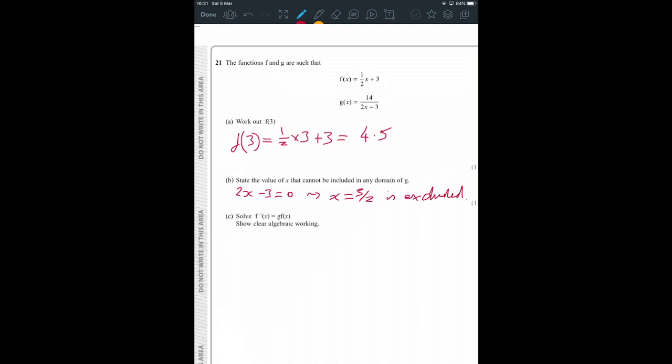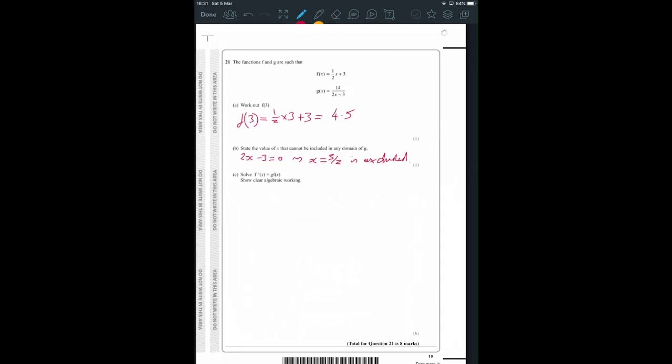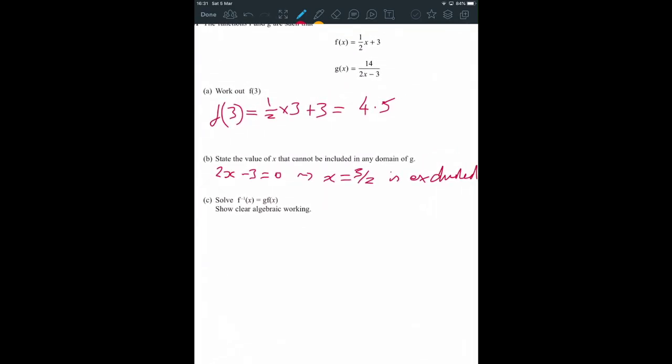Solve f inverse equals GF. Now this is quite a bit of work, and we look down, this is going to be worth 6 marks eventually, because we don't have either of those functions yet. So let's work out those two functions first. We'll put them equal to each other and hope we can solve it. F inverse, well, that means we need to set f to be a value and rearrange. So take away 3, times by 2. So f inverse of x is 2x minus 6. Notice I did change the letter back to x at the end.